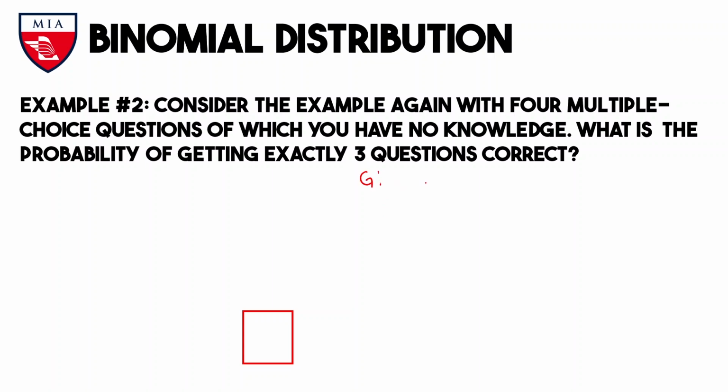Let's start by determining the probability. In this problem, we have 4 multiple choice questions of which you have no knowledge. So in terms of 4 multiple choice choices, we just have 1 chance. It means out of 4, we have only 1. So the probability of this problem is equal to 1 over 4.